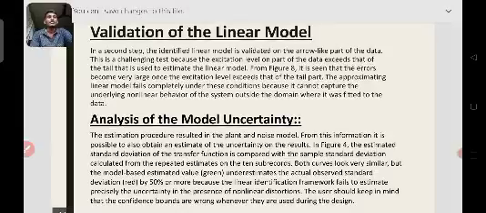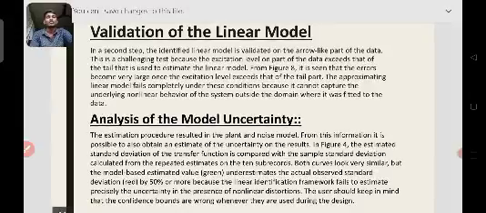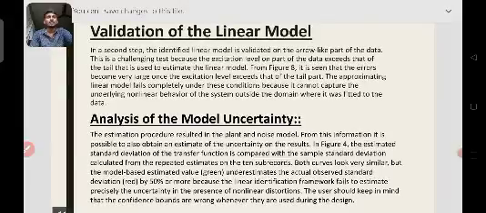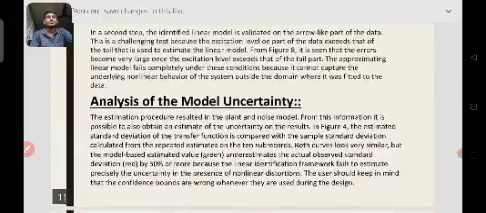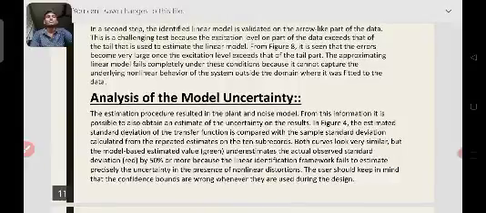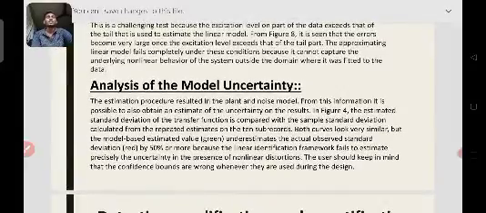From figure 8, it is seen that the errors become very large once the excitation level exceeds that of the tail part. The approximate linear model fails completely under this condition because it cannot capture the underlying nonlinear behavior of the system outside the domain where it was fitted to the data.